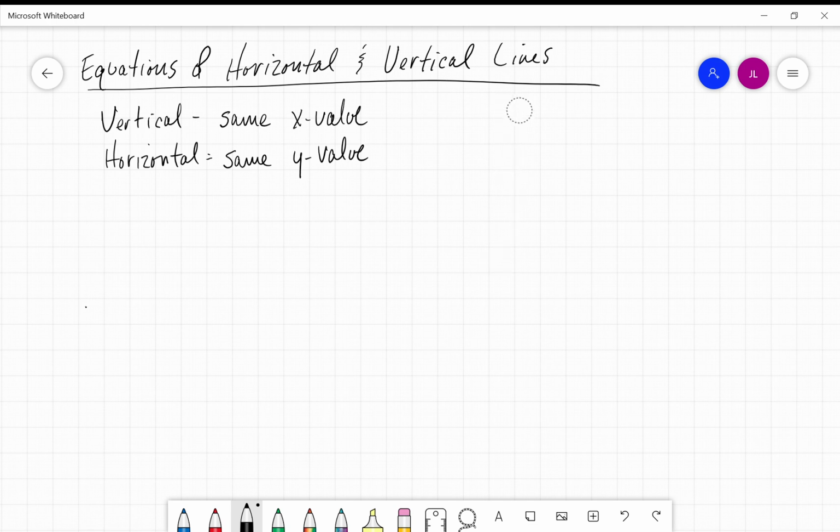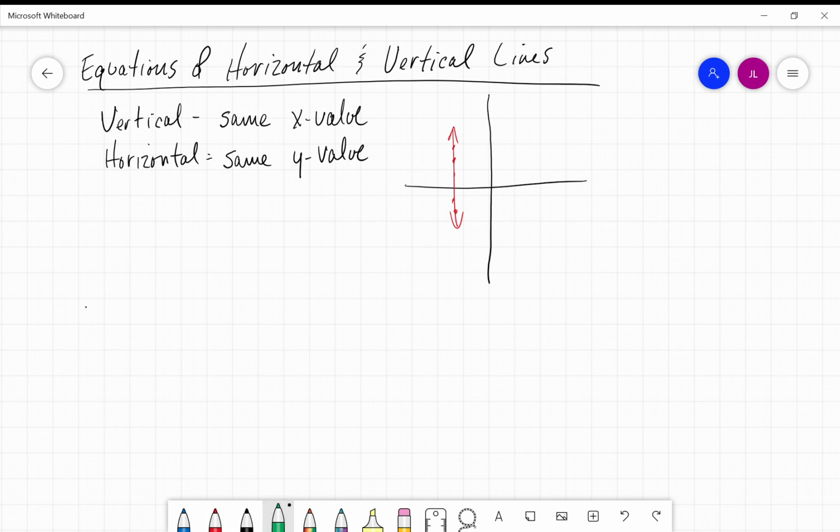Not a very good line there. Let's look at a bit of a graph here. I guess it doesn't have to be exact. But let's say we had a vertical line. A vertical line moves up and down. As we move along this line from point to point, the x value never changes, but the y value does.